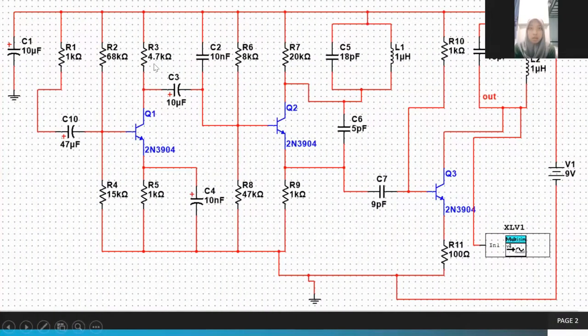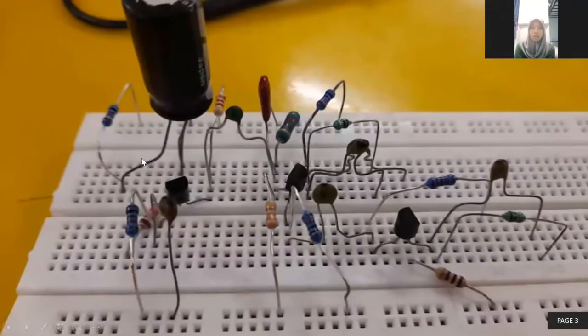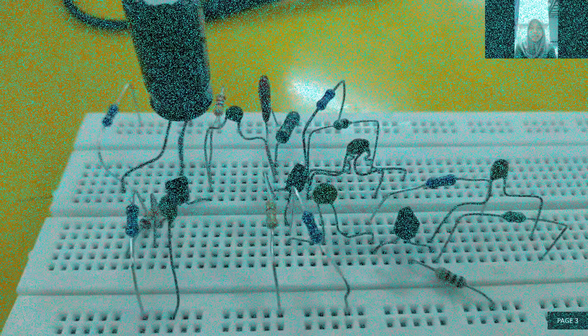So this is our circuit that we built before simulation in Multisim. Here we use 11 resistors, 9 capacitors, and 2 inductors. And also we use DC power 9 volts as a source. And we use 2N2222 and 2N3904. Okay, this is the result when we do simulation.